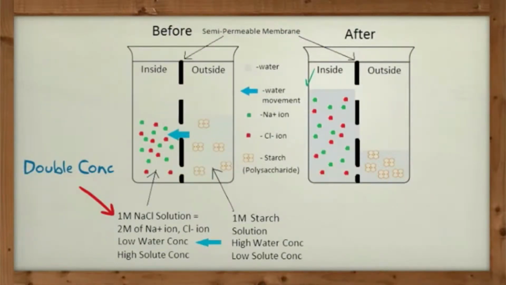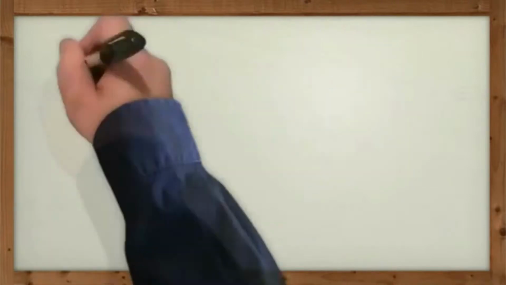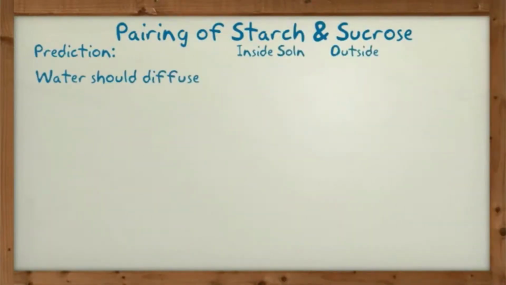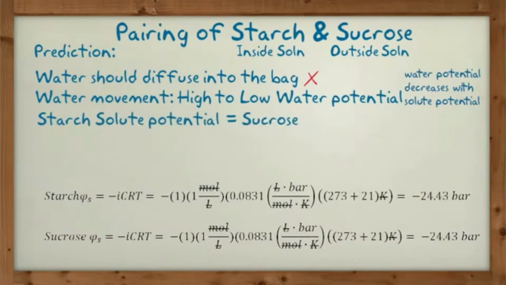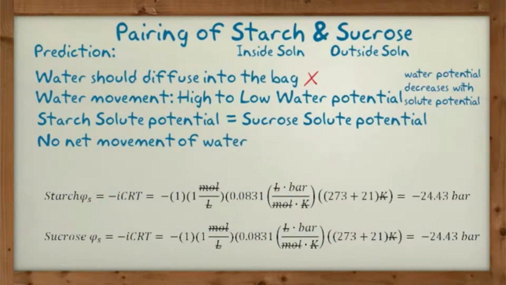NaCl dissociates into Na ion and Cl ion. The pairing of starch and sucrose. The prediction is wrong. Water movement is from high to low water potential. However, starch and sucrose equal each other in solute potential, which means there is no net movement of water.